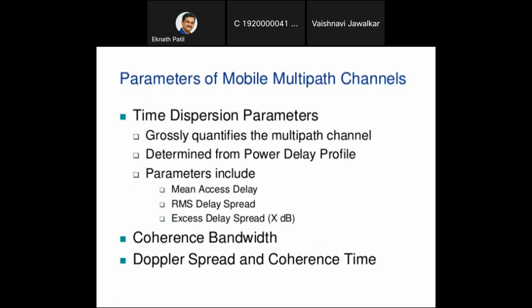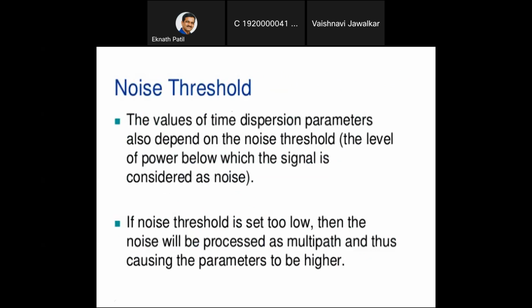Parameters of the mobile multipath channels: the time dispersion parameters grossly quantify the multipath channel. Determine the power delay profile, and the parameters include the mean excess delay, RMS delay spread, excess delay spread, coherence bandwidth, Doppler spread, and the coherence time. The value of the time dispersion parameters also depends on the noise threshold. If the noise threshold is set too low, then the noise will be processed as multipath, thus causing the parameters to be higher.